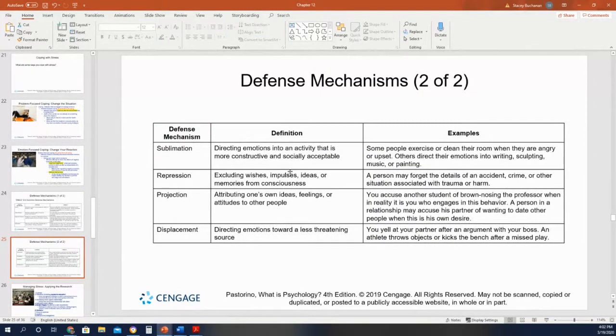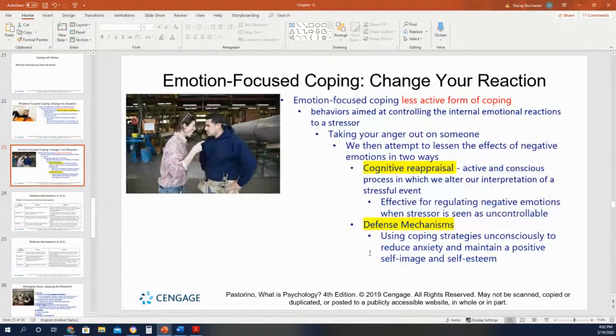Oh, sublimation. This is one I've mentioned earlier, and I mentioned in the last unit. So when people are angry or upset or stressed, they may direct their emotions into going for a jog or cleaning their room. Repression, these all sound familiar to you. I just want you to know exactly what these defense mechanisms are, the definitions.